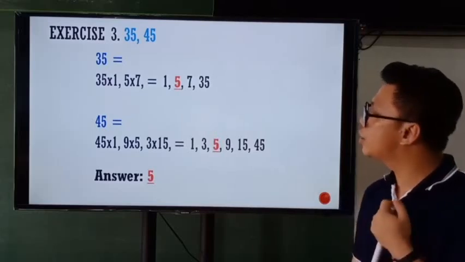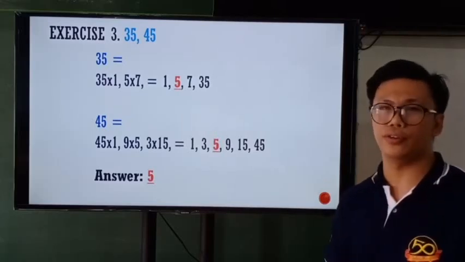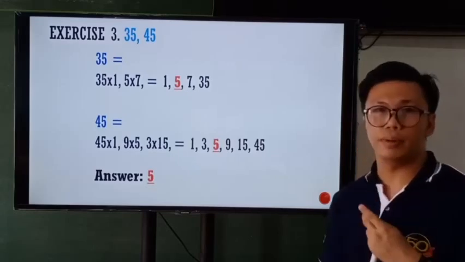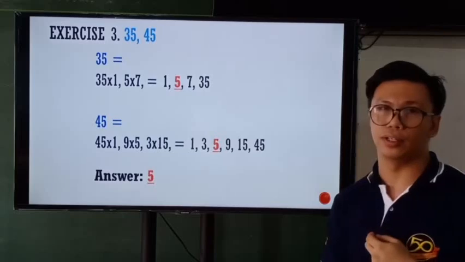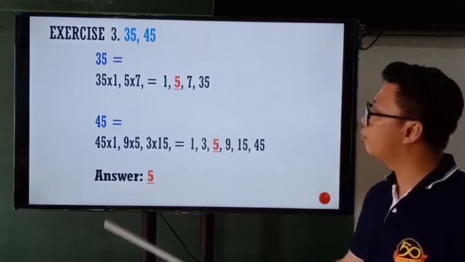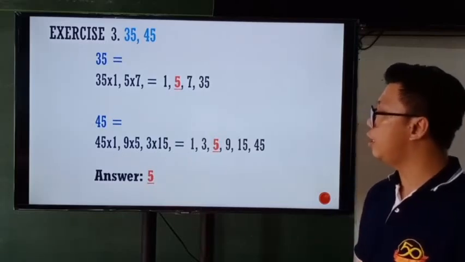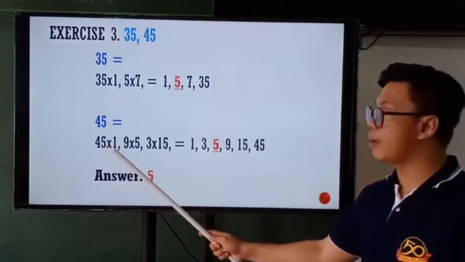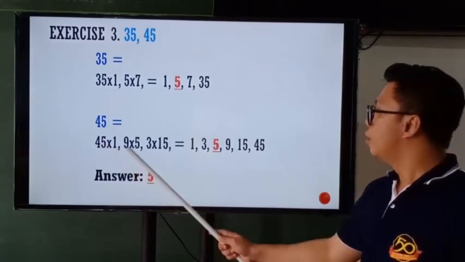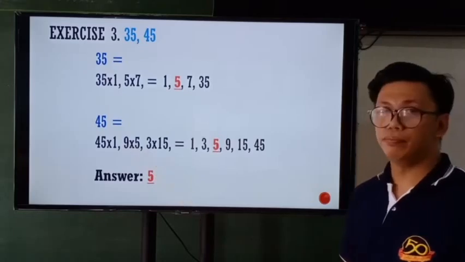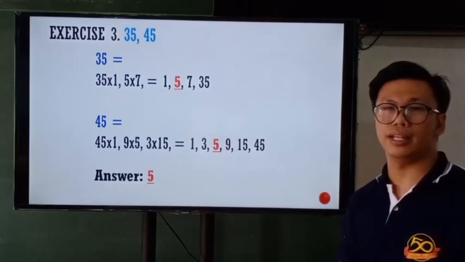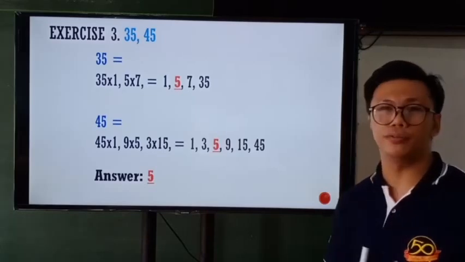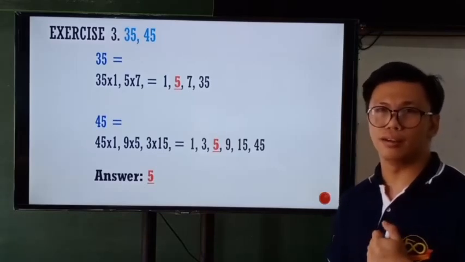Very good. Now let's go to 45. So what is the first method? We will find first the factors. Okay, let's start. So what are the factors of 45? We have here 45 times 1, 9 times 5, and 3 times 15. So that is the factor of 45. What's next this? Very good.